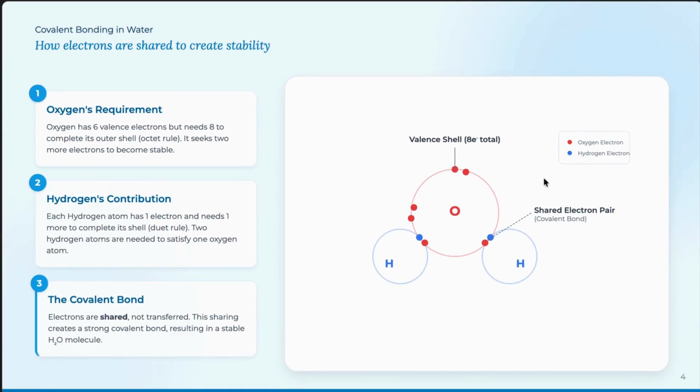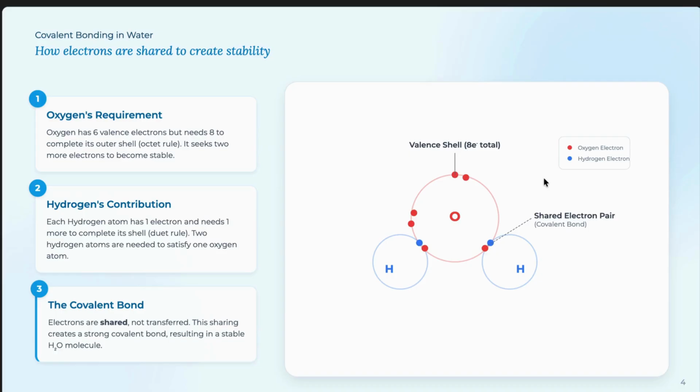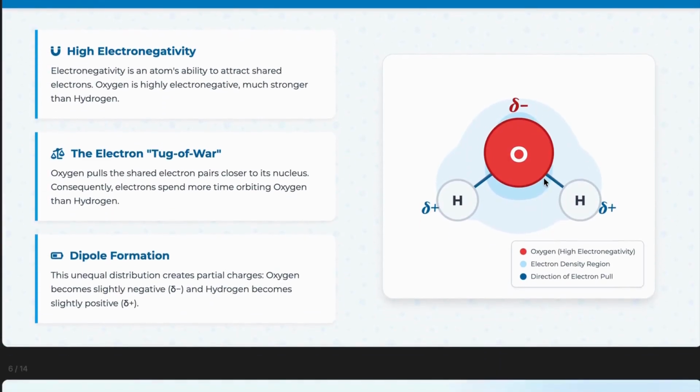But here's the key, the electrons are not shared equally. Why, you may ask? Because oxygen is more electronegative than hydrogen. Electronegativity is an atom's ability to attract electrons. Oxygen is highly electronegative. It pulls the shared electrons closer to itself. This causes oxygen to become slightly negative and hydrogen atoms to become slightly positive. Even though water is overall neutral, it has partial charges.